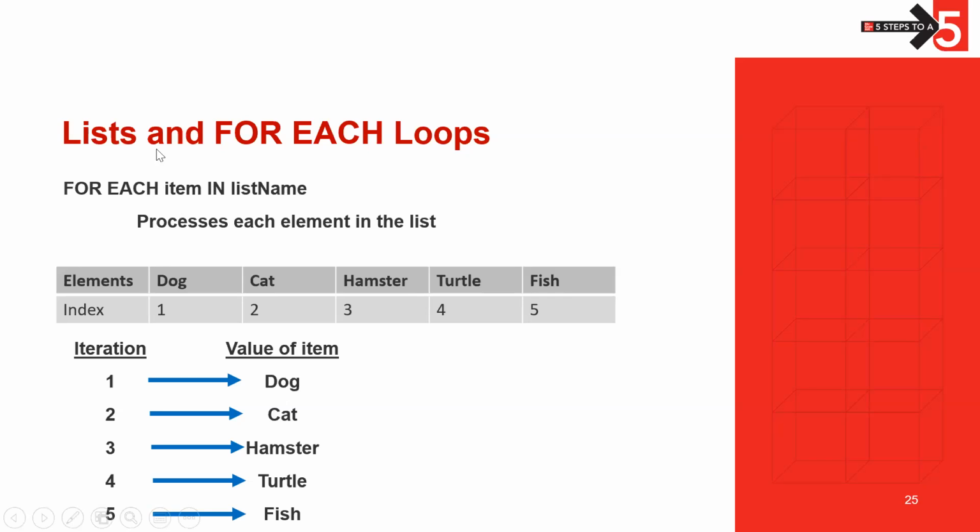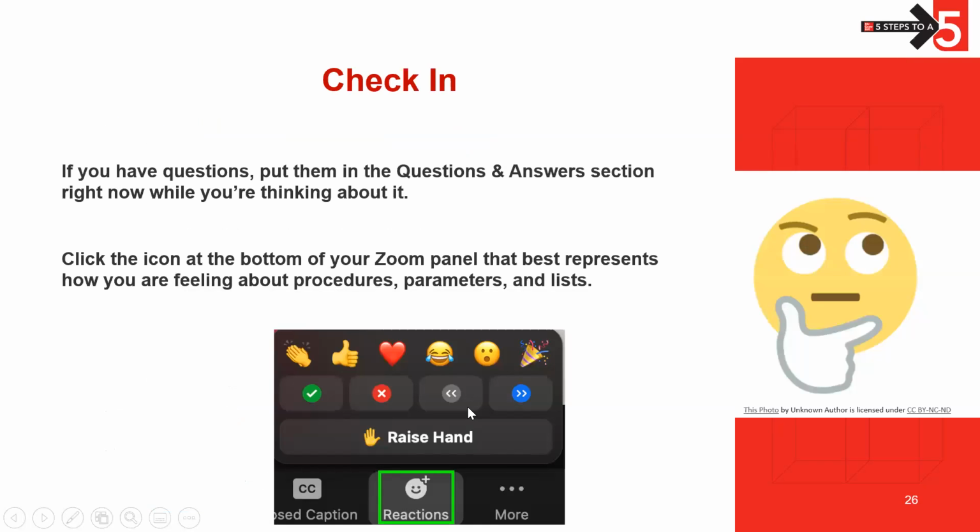Just be really cognizant of the fact that item takes on a single value in the list each pass, not every value in the list. I think that's the part that catches students the most.